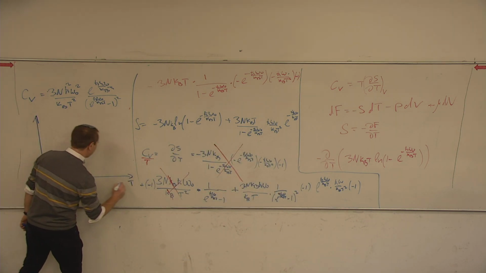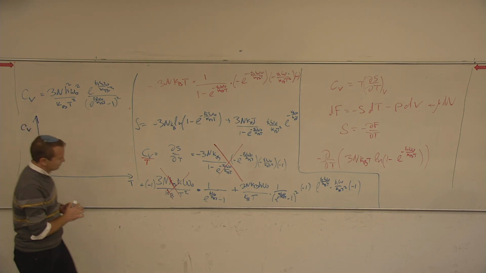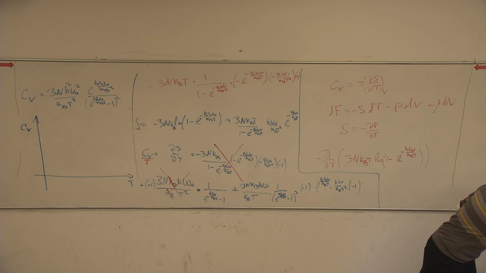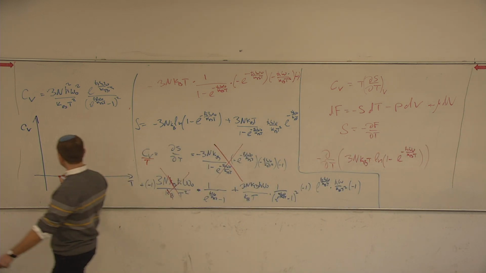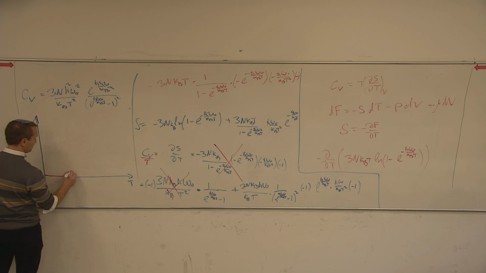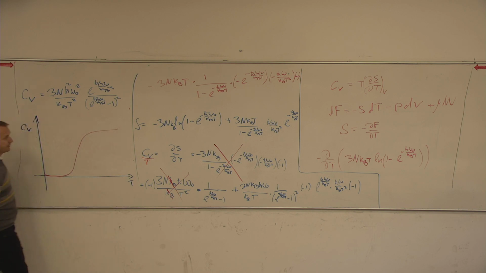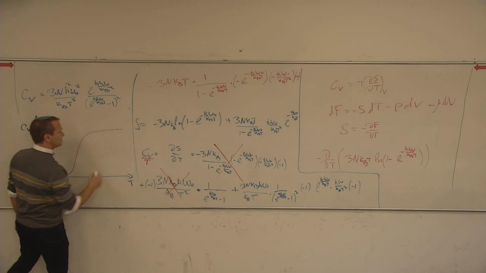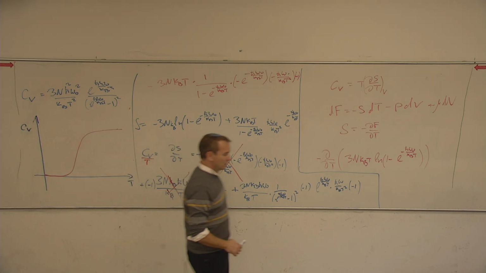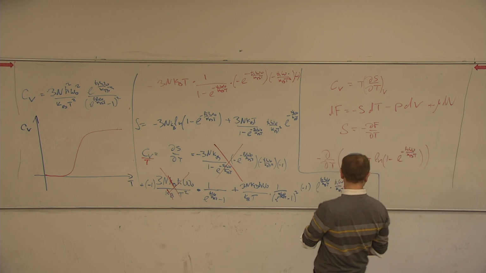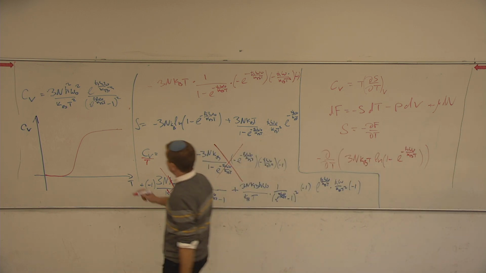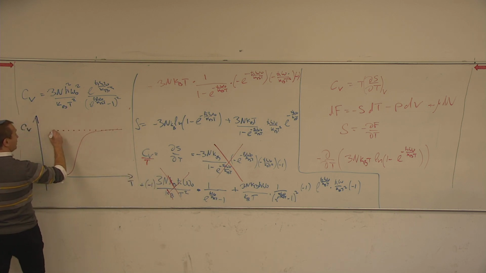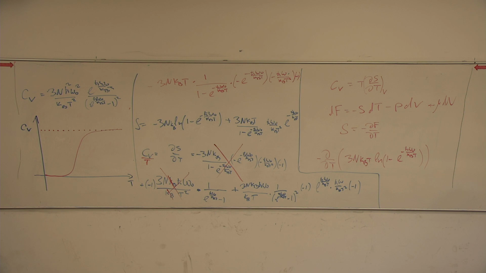Okay, so if we plot this as a function of T, this is CV, and we plot it as a function of T, it looks like this. It converges to a constant. This converges to a constant. So the specific heat converges to a constant, which is 3n multiplied by k Boltzmann.